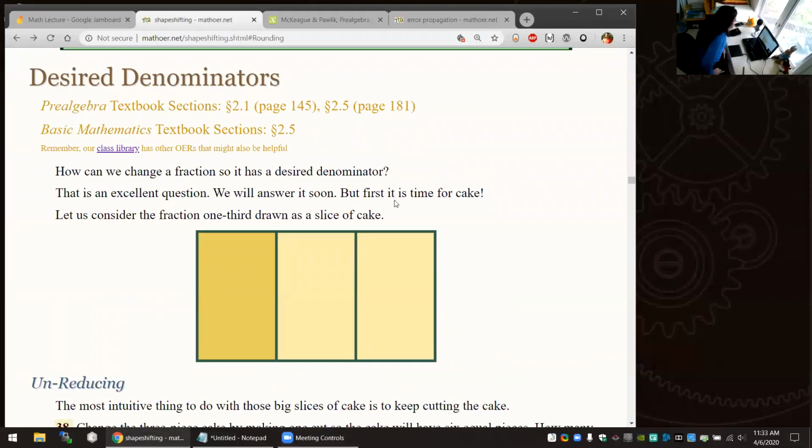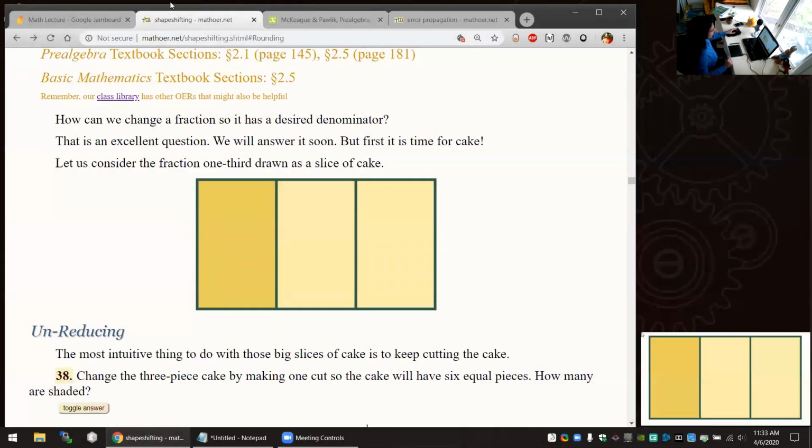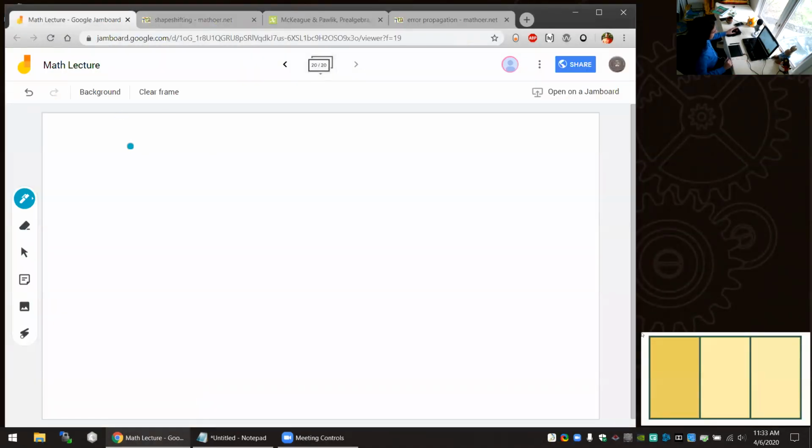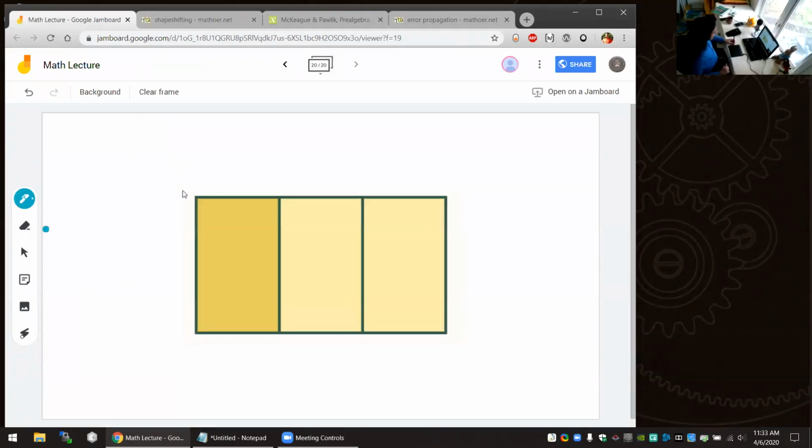So if I want a fraction to have a certain denominator, then I can do that somewhat. If I have this cake, 1/3 of my cake is selected. How could I make it into sixths instead of thirds? Cut it in half. Cut it in half, yeah. I can just say, if I make a cut there, forgive my lousy artwork, now I have 6 pieces.